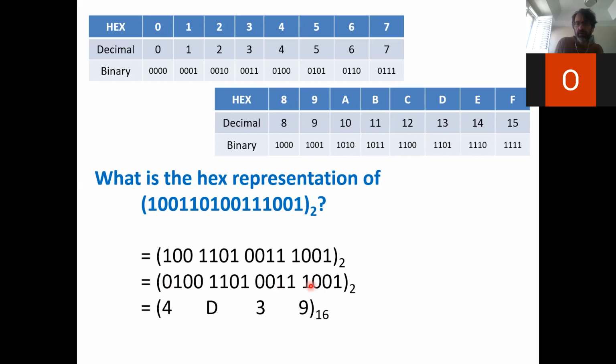So 1001 is a 9 in hex. This is a 3, but this is a plus 4 plus 1, so it's 13, and it's a D. And this is just 4. Okay. And here's your answer. So this is this bit string in hex. And you can therefore see why people like to specify stuff in hex, right?